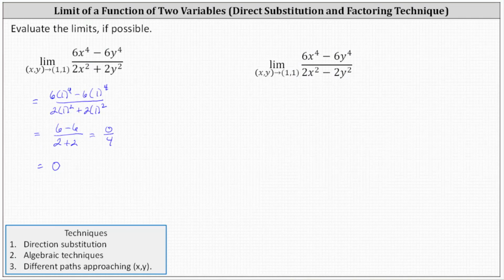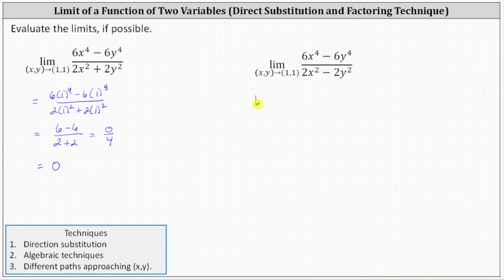Now looking at the second limit, the only difference is now we have a difference in the denominator. But now if we perform direct substitution, we have the indeterminate form of 0 divided by 0. So now we'll try to use some algebra to simplify out the discontinuity. Let's try factoring. Let's begin by factoring out the greatest common factor of the numerator and denominator.